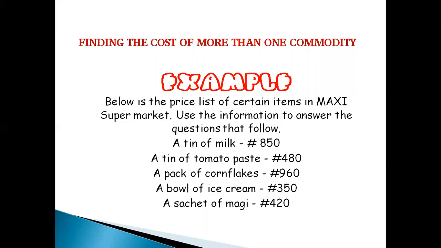Look at this example. Below is the price list of certain items in Max's supermarket. Use the information to answer the question that follows. So now this is a price list. Let's say you entered Max's supermarket and you need to buy something. This is the price list of the things you want to buy. A tin of milk is 850 naira. A tin of tomato paste is 480 naira. A pack of cornflakes is 960. A bowl of ice cream is 350 and a sachet of Maggi is 420. Did you see that? Okay.